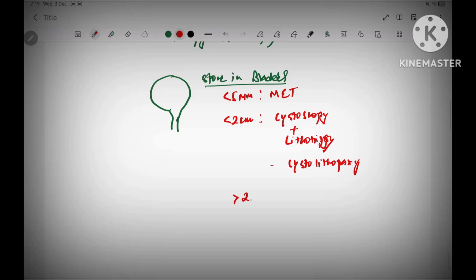And if it is more than 2 centimeter, then what do we have to do? We can do open cystolithotomy or vesicolithotomy.